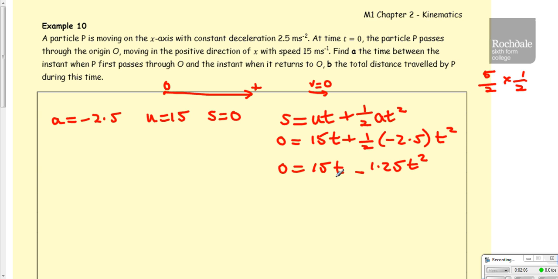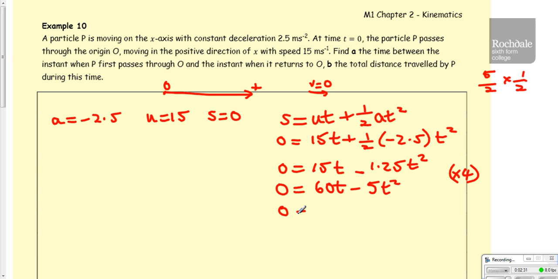Now you can factorise it like that, but I would probably try and make the numbers into integers. So if we think about what to multiply through by, this is in quarters. So if I multiply through by 4, just to make this look a little bit neater, 4 times 0 is 0. This will be 60t. And then 4 times 1.25 would be 5. And that just makes it look a little bit neater.